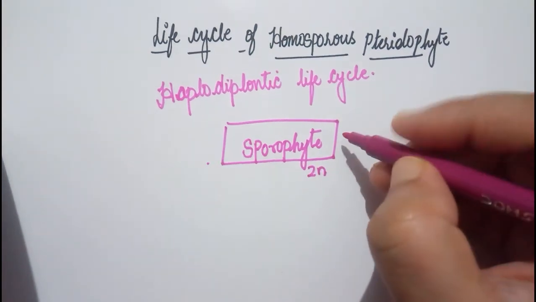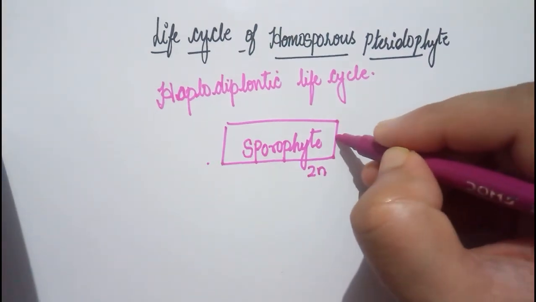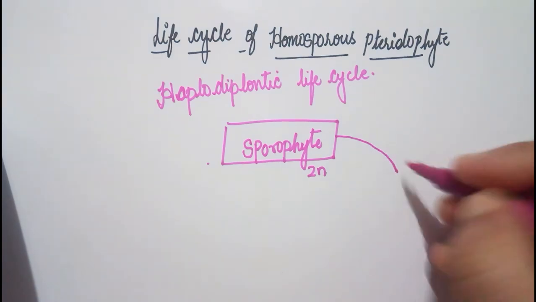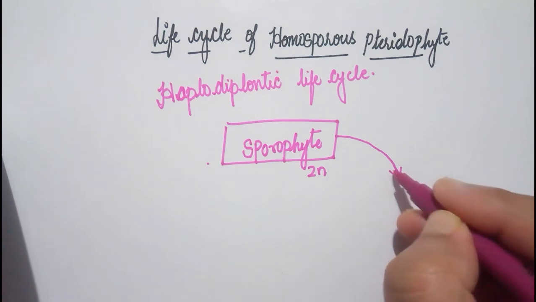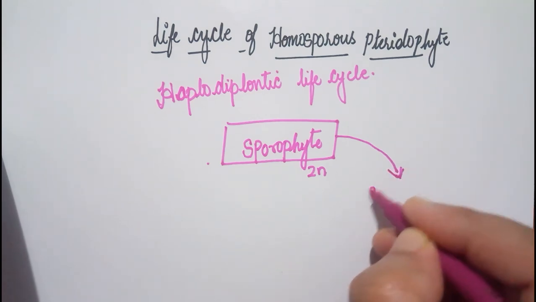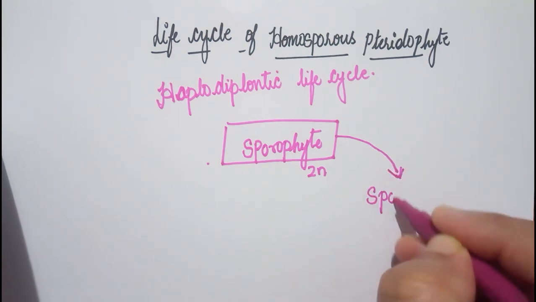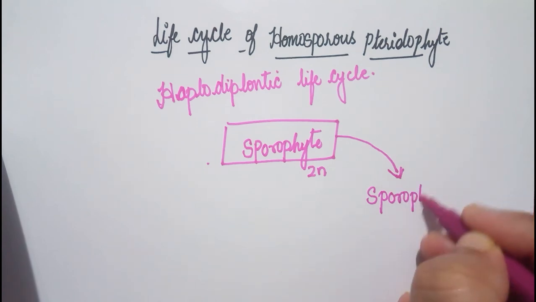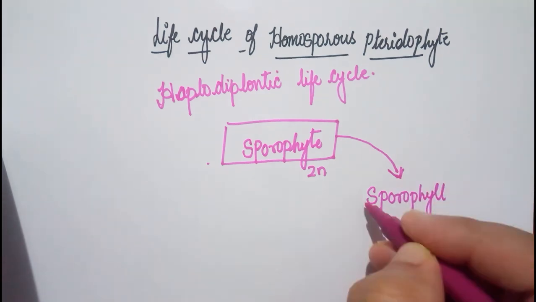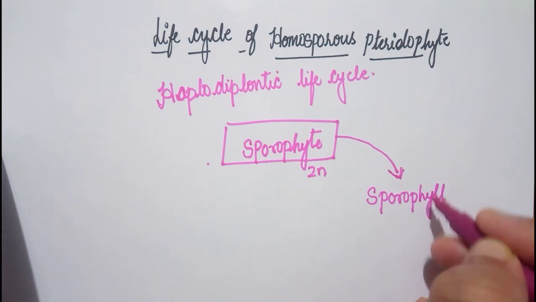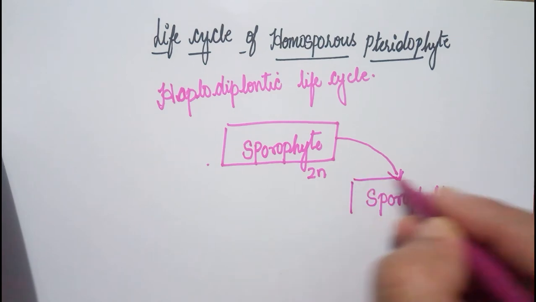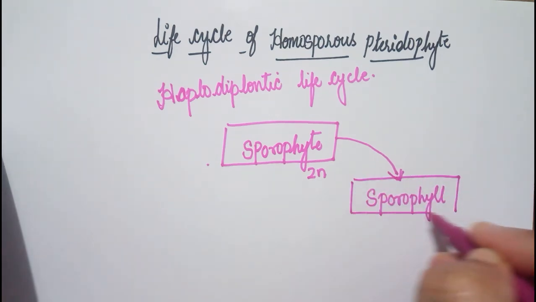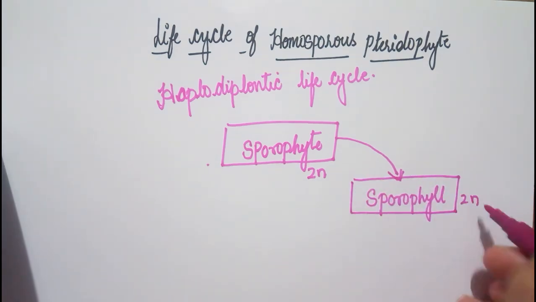On this sporophyte, some leaf-like structures are present, and these leaf-like structures on the sporophyte are called sporophylls. Sporo means spores, so sporophylls means spore-bearing leaf-like structures. These sporophylls are also diploid.